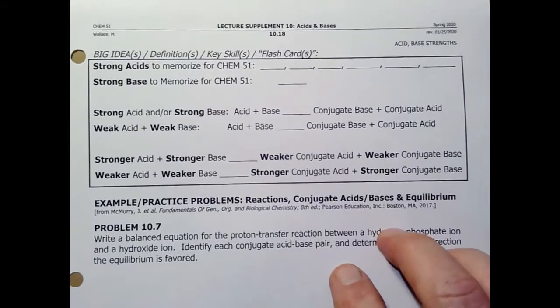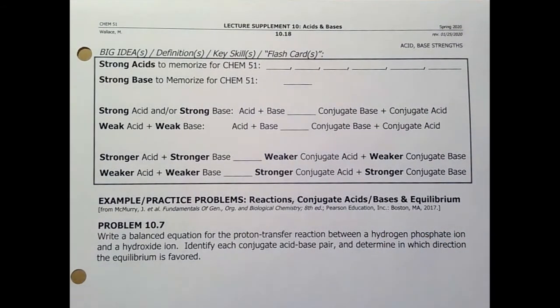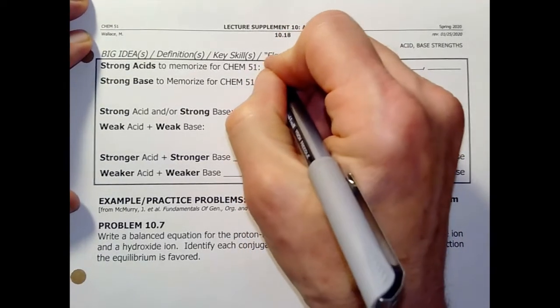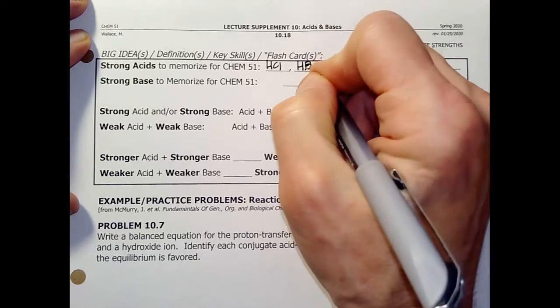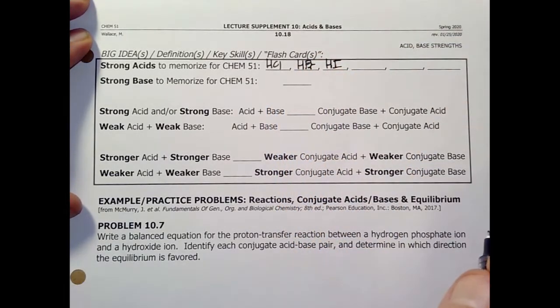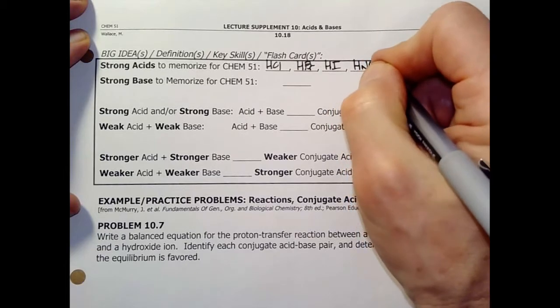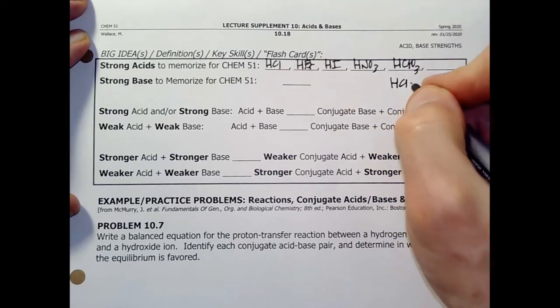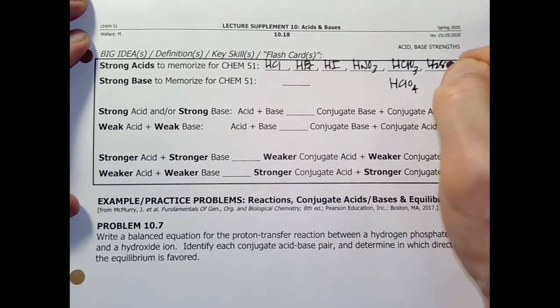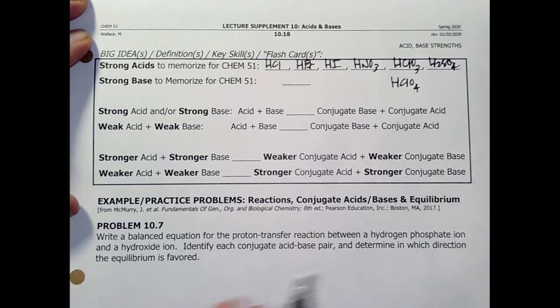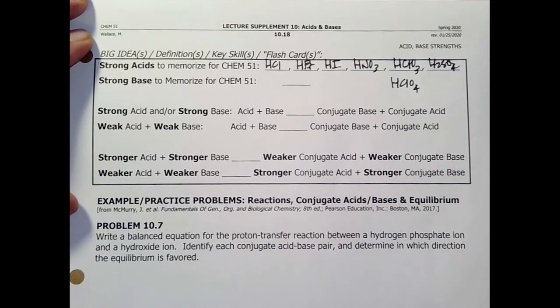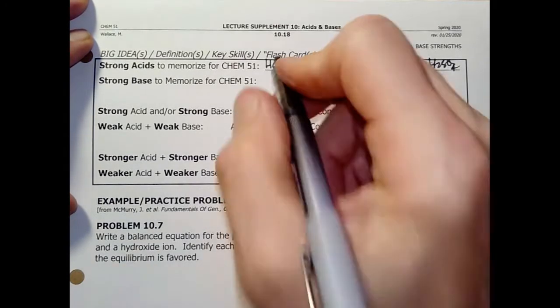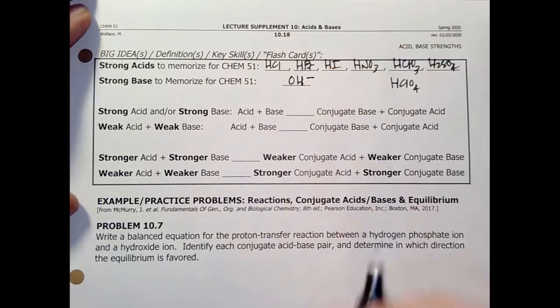Okay, so in terms of relative acid-base strength, here's a little summary page for us. I've been telling you, memorize HCl, HBr, HI, HNO3, HClO3 or HClO4, and H2SO4. These strong acids always win. If they're on one side or the other, they're going to drive the reaction in the opposite direction, away from them. And the strong base for Chem 51 is hydroxide.